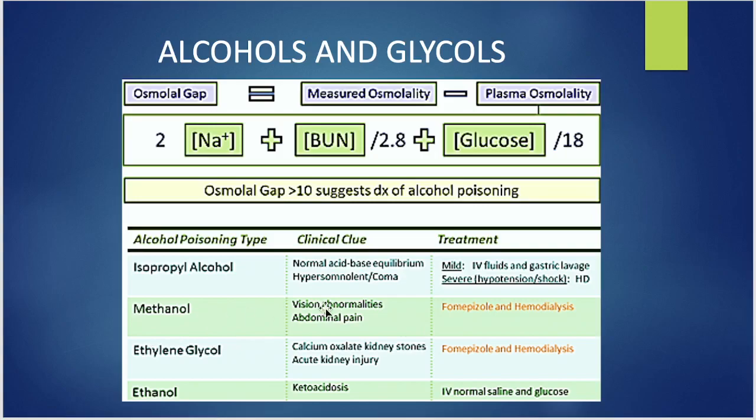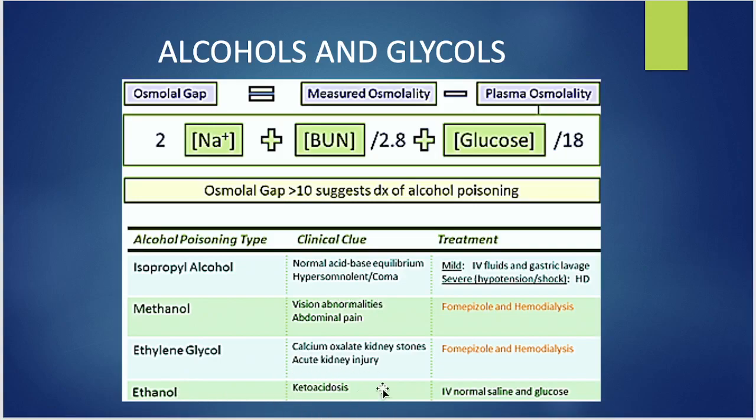Methanol, again, take note, methanol: vision abnormalities, and abdominal pain. Ethylene glycol, again, ethylene glycol, more of kidney injury. Take note of that ha. I will give you some cases na baka kidney problem pa lang ang presentation niya. So think of ethylene glycol. Pag methanol, vision abnormalities. Ethanol, ketoacidosis.